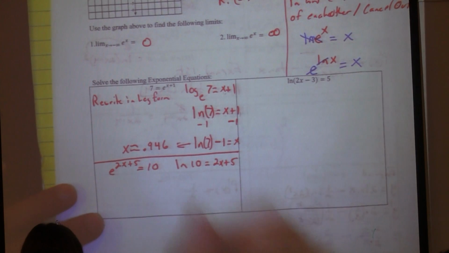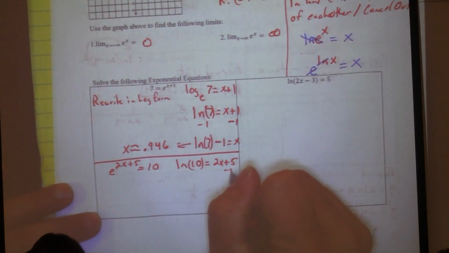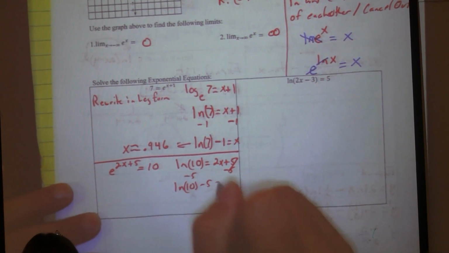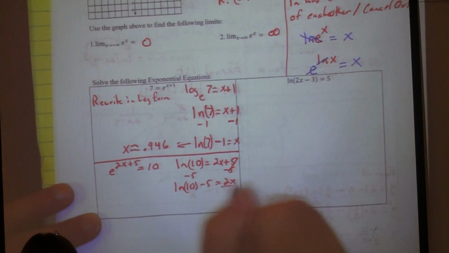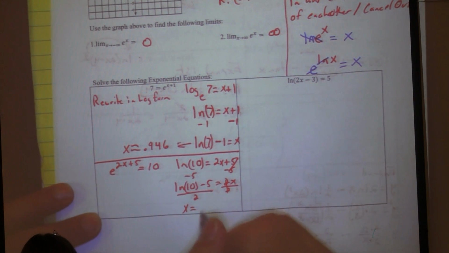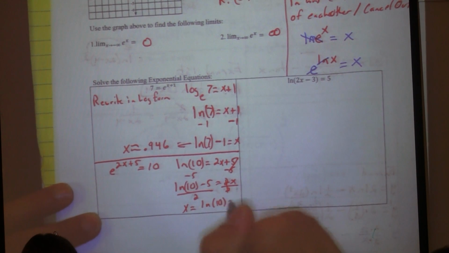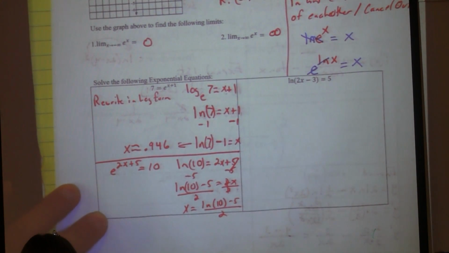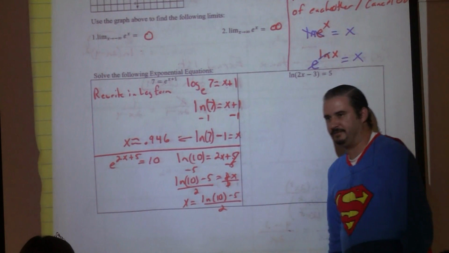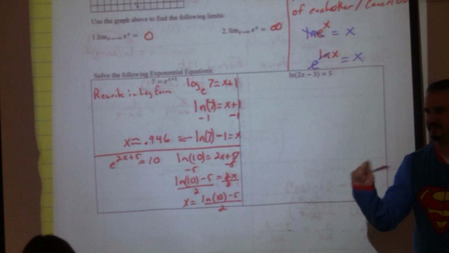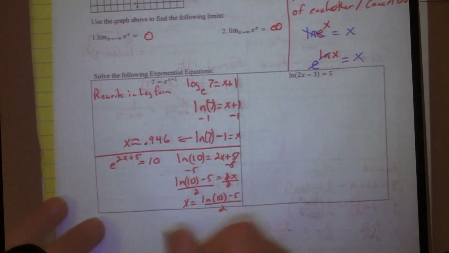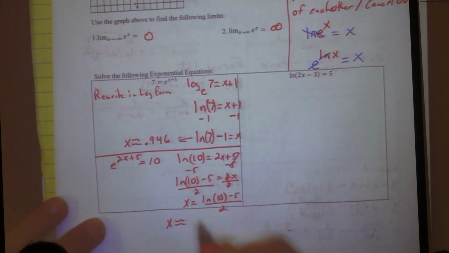Alright, so what do I do next? Subtract the 5. Minus the 5. So we got ln of 10 minus 5 equals 2x, and then divide by 2, so the whole thing divided by 2, and we're done. How do I put that in my calculator? So I guess you'll have to press 10, ln, and then minus 5, right? And then whatever you get, press divide by what? By 2. Type that in there and see what we end up with.